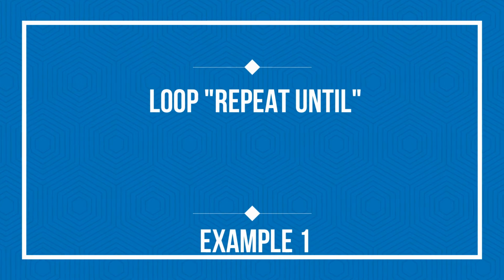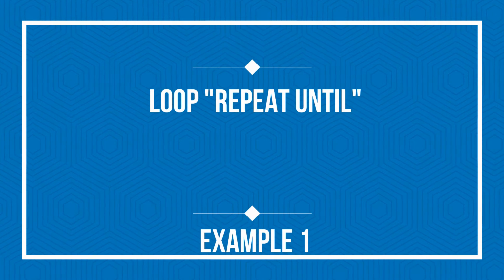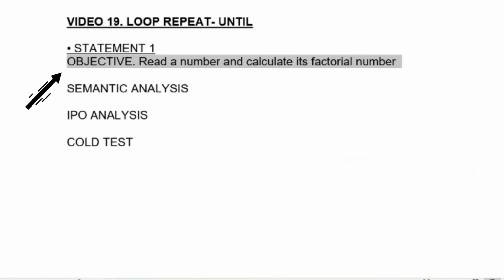The third form of loop is when you have to repeat a set of instructions until a condition is true. This is the schema. So, let's see, how do we use this schema? The objective: read a number and calculate its factorial number.